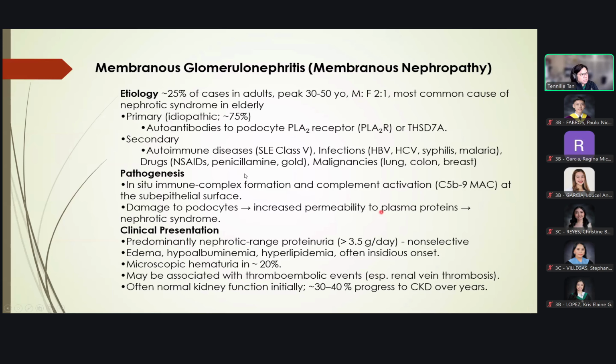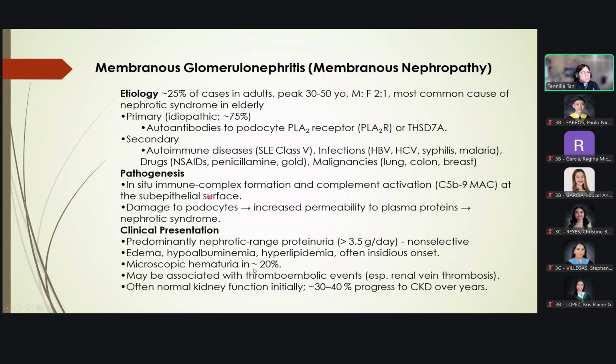So clinical presentation, again, predominantly nephrotic range proteinuria that's non-selective, edema, hypoalbuminemia, hyperlipidemia, often insidious in onset. You can have microscopic hematuria in about 20% of cases, and they may be associated with thromboembolic events, especially renal vein thrombosis. So most nephrotic syndromes can present with thromboembolic events.